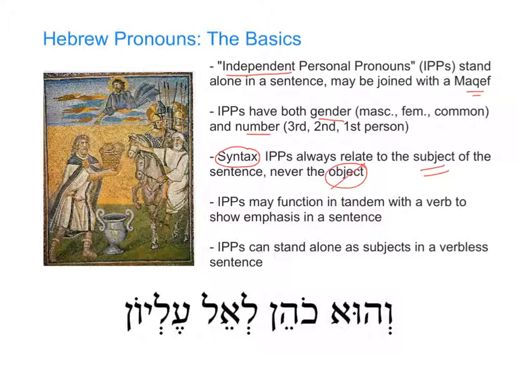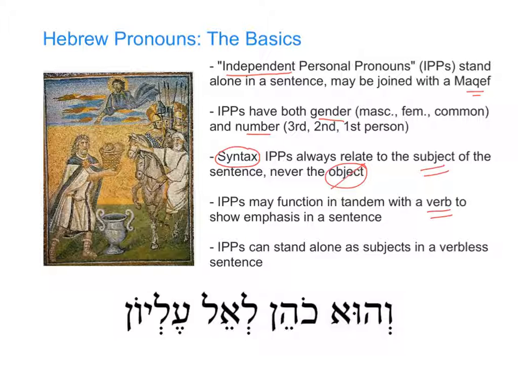Now these last two items on the list we'll talk about just briefly here because we'll end off our lesson by looking at a few more examples. These have to do also with syntax, but with function of pronouns. How will they function in a sentence? There's a few ways. These are probably the two main ways that we'll see. One of them is that independent personal pronouns can function alongside of a verb. And when this happens, it's showing emphasis in a sentence. And we'll look at some examples of this later on.